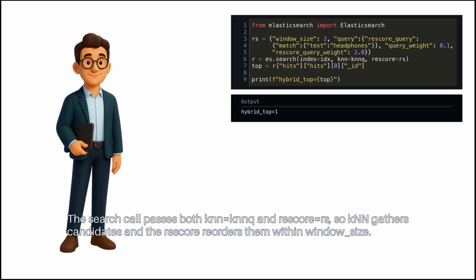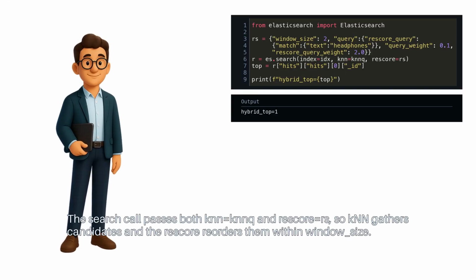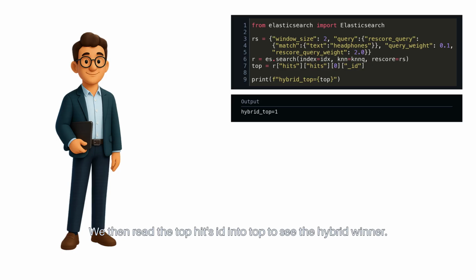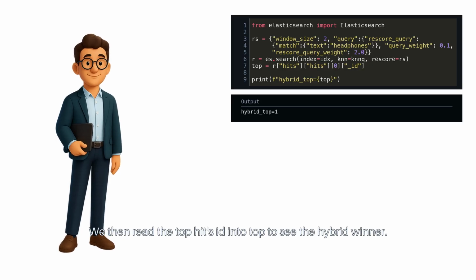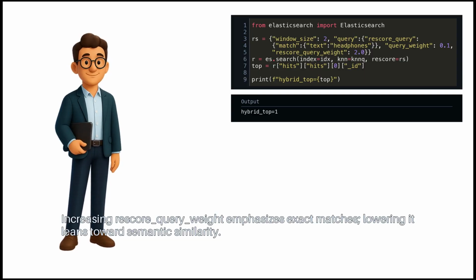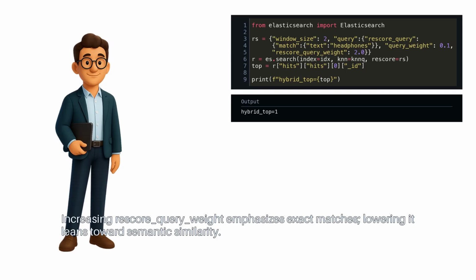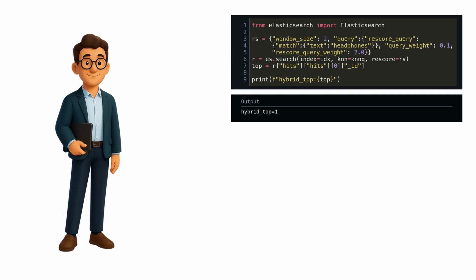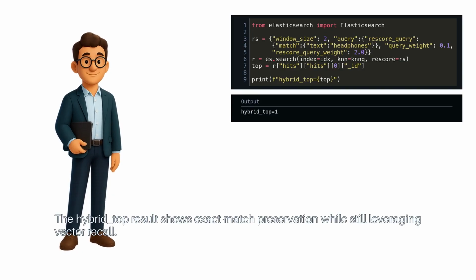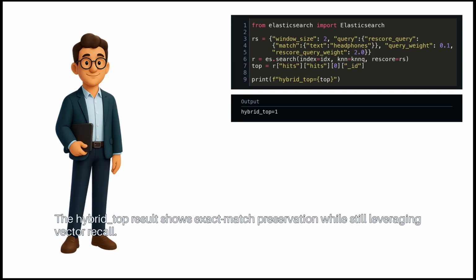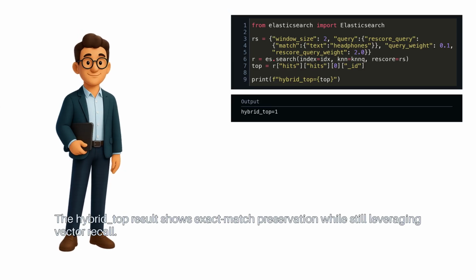So kNN gathers candidates and the rescore reorders them within the window size. We then read the top hit's ID into top to see the hybrid winner. Increasing the rescore query weight emphasizes exact matches. Lowering it leans towards semantic similarity. The hybrid top result shows exact match preservation while still leveraging vector recall.